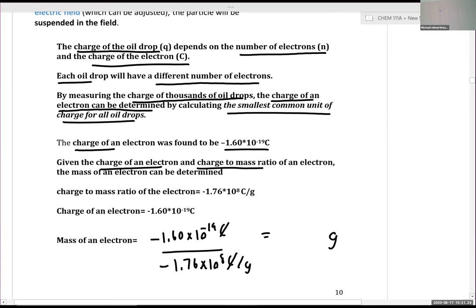And let's punch this into our calculator, as from relatively simple experiments that are even run in undergraduate teaching laboratories, we have been able to elucidate the fundamental mass of one of the fundamental particles that make up matter. So this is quite an exciting result when you consider its implications.